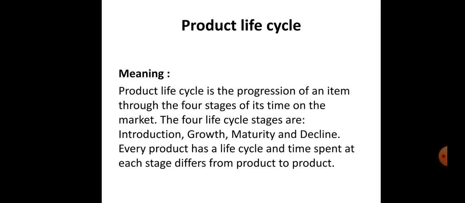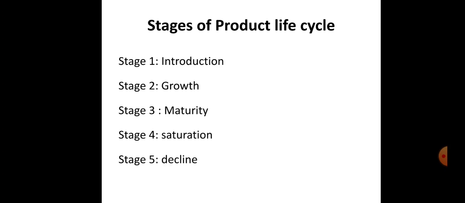The life cycle of the product is broken basically into 4 stages: the introduction stage, growth stage, maturity, and the decline stage. So product life cycle is the progression of an item through the 4 stages of its time on the market. Now let us look into the various stages of product life cycle. ಉತ್ಪನ್ನ ಜೀವನ ಚಕ್ರದ ಹಂತಗಳನ್ನು ನಾವಿಲ್ಲಿ ತಿಳಿದುಕೊಳ್ಳೋಣ.